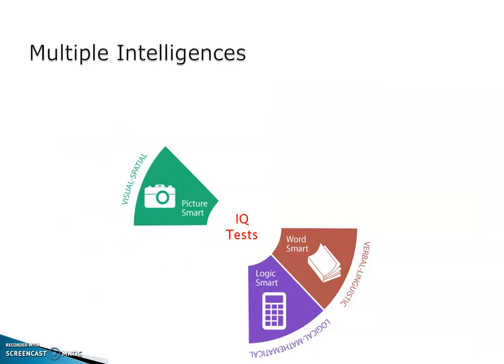I've given this diagram to indicate that IQ tests only measure bits of the pie. It measures the visual spatial elements. So with IQ tests, normally you get pictures and you rotate them in 3D or things like that. It tests your verbal and linguistic ability, and it tests your logical and mathematical ability. So that's what IQ tests focus on.